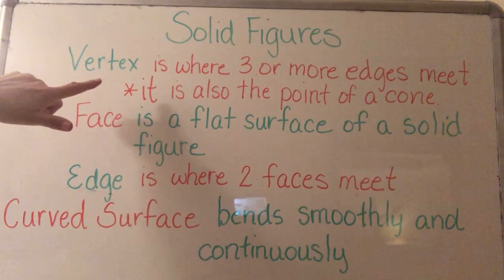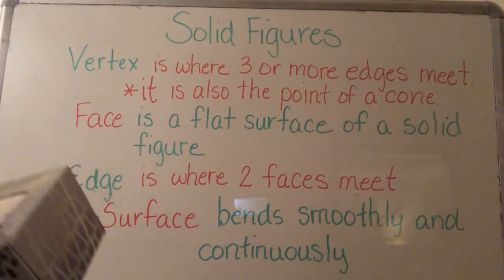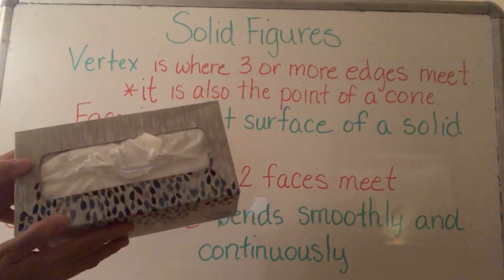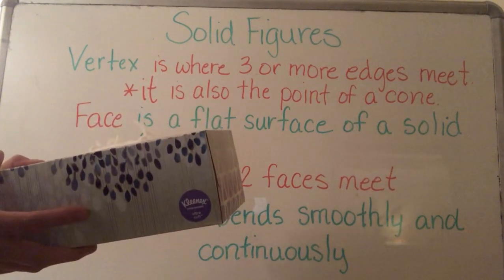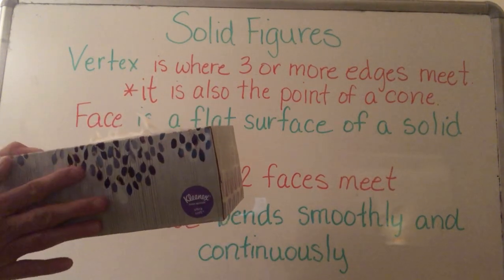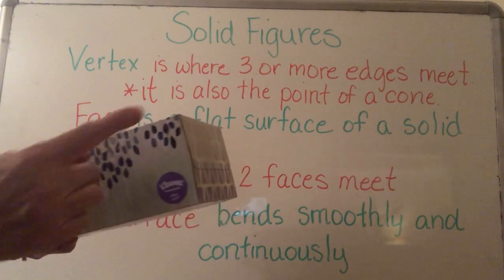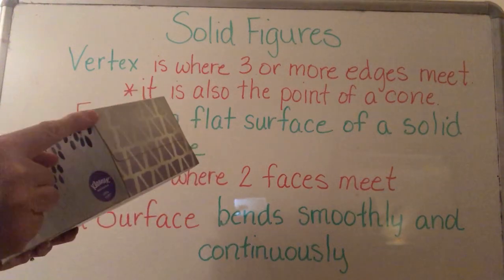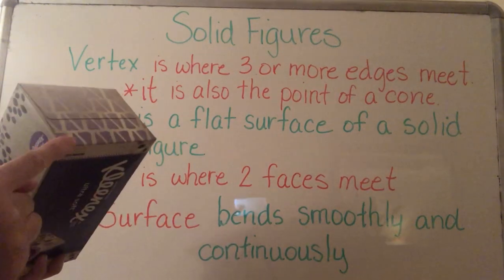It is also the point of a cone. I'm going to use an example similar to the one that they have there for you of a rectangular prism. I'm going to use a tissue box. Let's stuff that little tissue in there. This was the best example I could get. I do have some shoe boxes too, but they're bigger. But this is a rectangular prism. When we're looking at a solid figure like this, the vertexes would be those corners or those points where the edges meet. We'll talk about edges in just a minute.